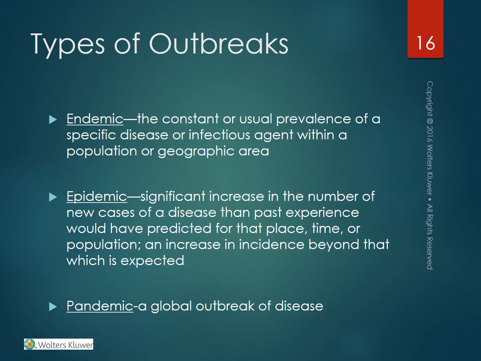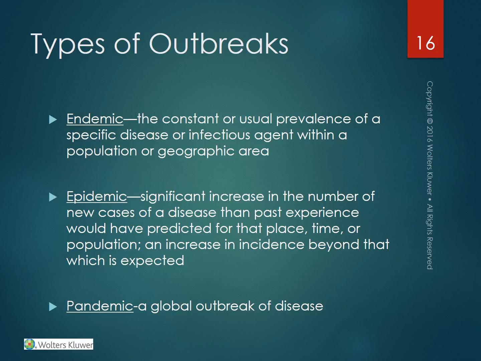Types of outbreaks. There are 3 different types: endemic, epidemic, and pandemic. An endemic is the constant or usual prevalence of a specific disease or infectious agent within a population or geographic area. It is a characteristic of a particular population, environment, or region. One example of an endemic is chickenpox. Chickenpox occurs at a predictable rate among young schoolchildren in the U.S. The disease is present in a community at all times, but in relatively low frequency.